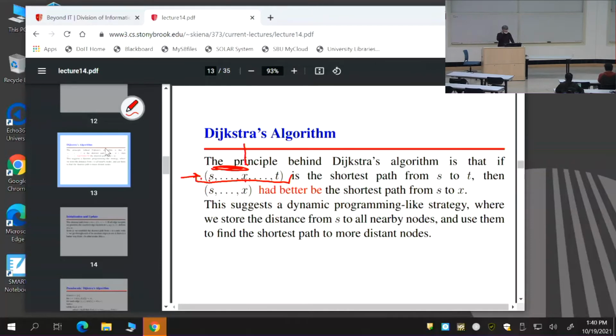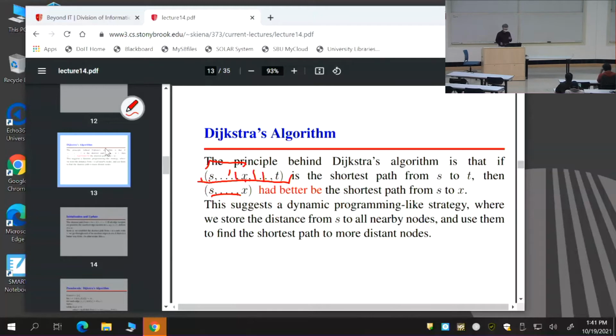If you're claiming that the shortest path between S and T goes through X, okay? By definition, we know that the prefix here has to involve the shortest path from S to X. And that's true for every single vertex in this tour. Okay? The shortest path from S to T is going to always have to use, for every vertex on that path, the shortest path from S to that vertex.